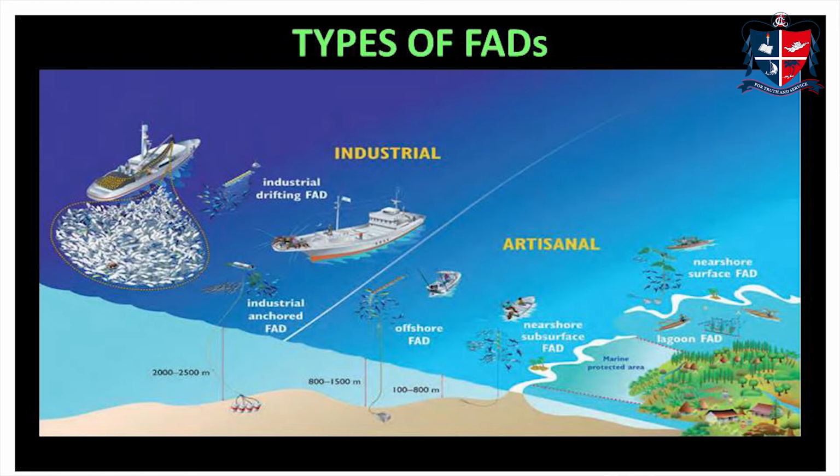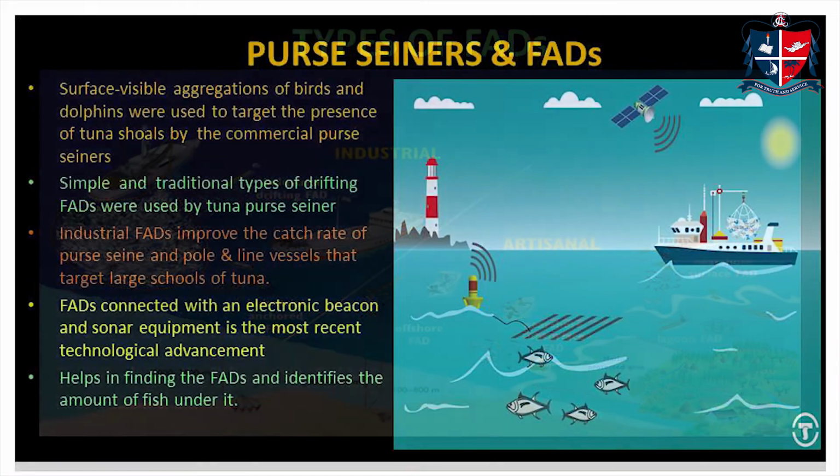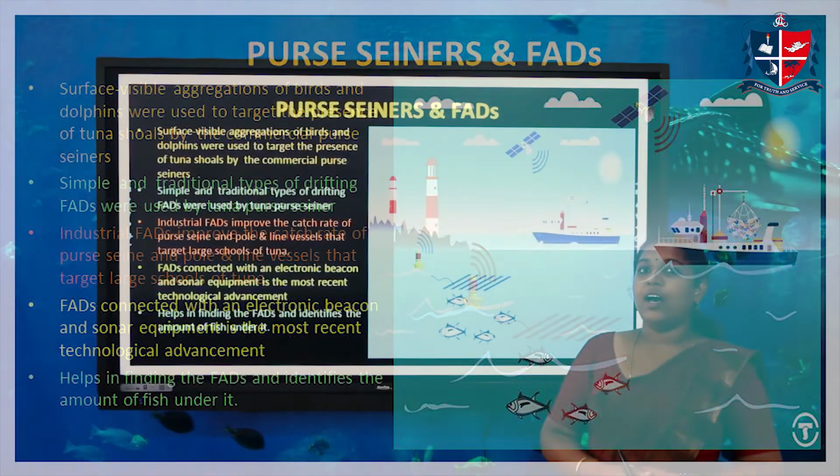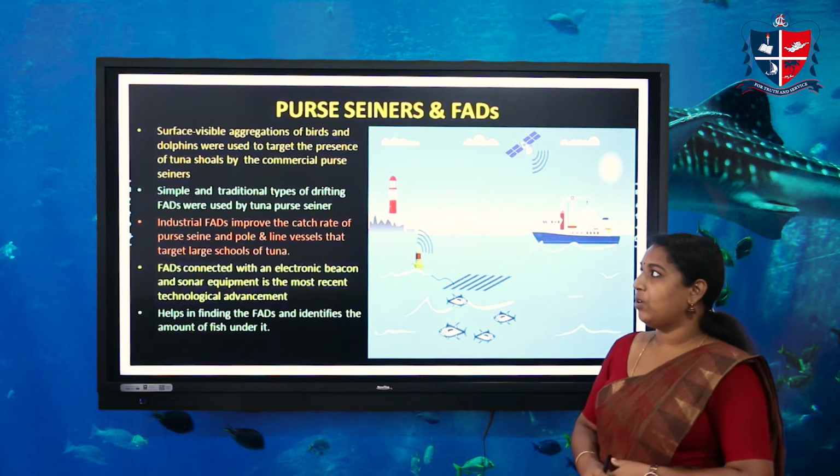And coming to the industrial FADs, they are fixed in the open sea. Actually, industrial FADs help the purse seiners to identify or locate the shoals of fishes. Okay, so these are the differences between industrial and artisanal FADs. So the next slide describes how the FADs help the purse seiners in identifying the fishing shoals.